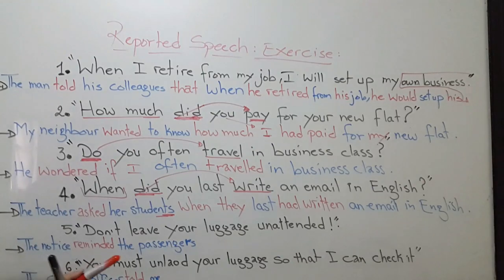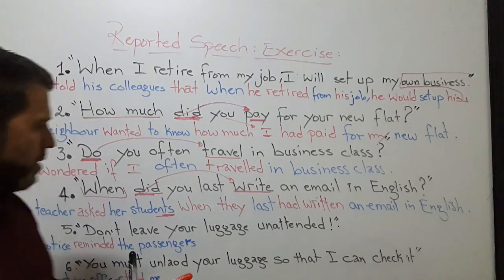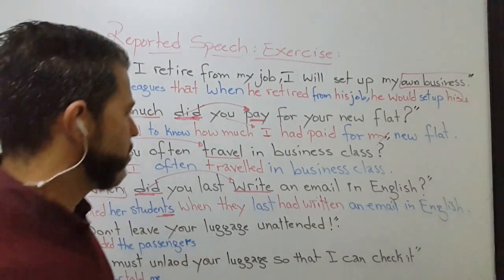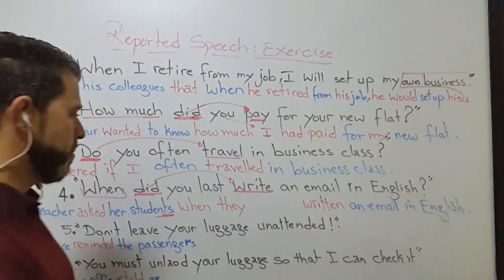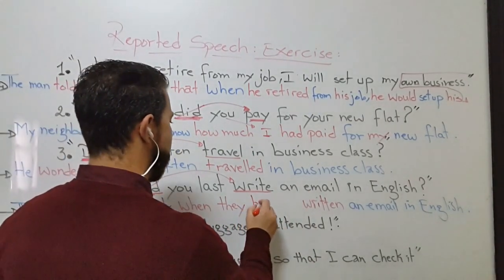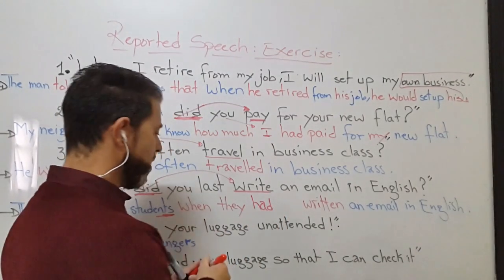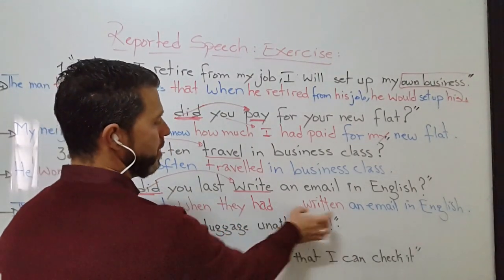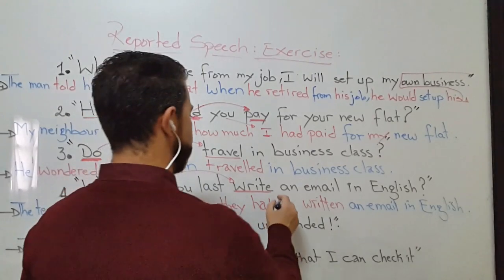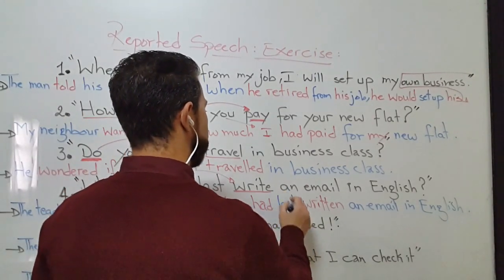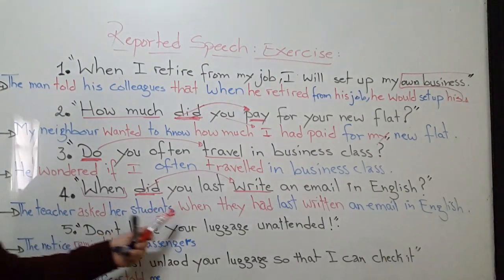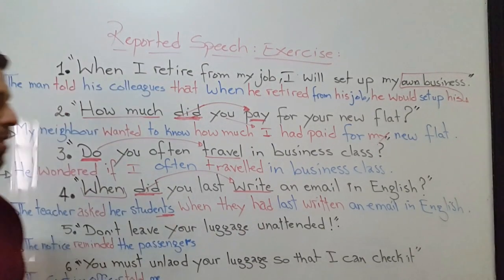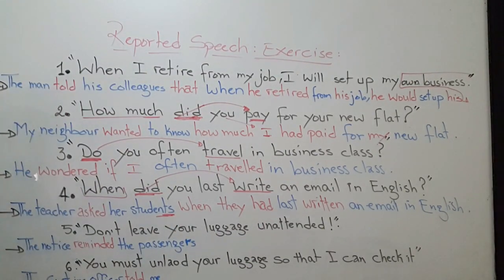Okay? Good. Or we can put it in this way, it's better. When they had, a verb of time comes between the auxiliary and the main verb. When they had last written an email in English. The teacher asked her students when they had last written an email in English.